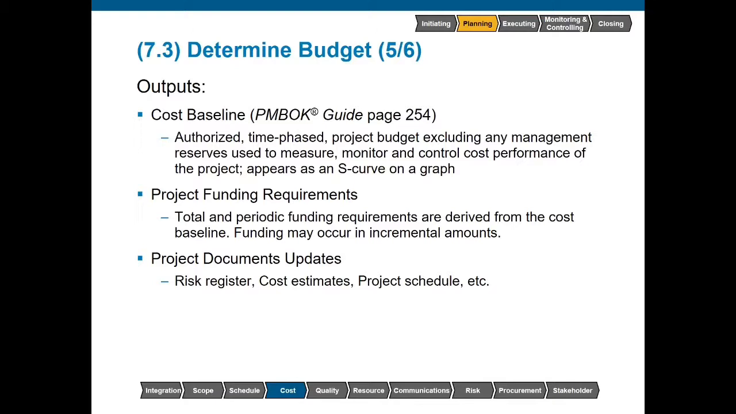Our project documents updates include our risk register. Once we've assigned all of these reserves, we want to go ahead and document that yes, we have assigned these contingency reserves. Also our cost estimates and our project schedule. The project schedule, very specifically, because as we talked about with funding limit reconciliation, we may need to go ahead and reschedule work between quarters based upon the availability of funding.